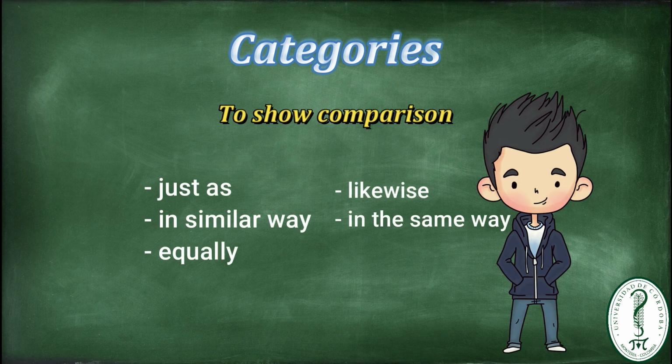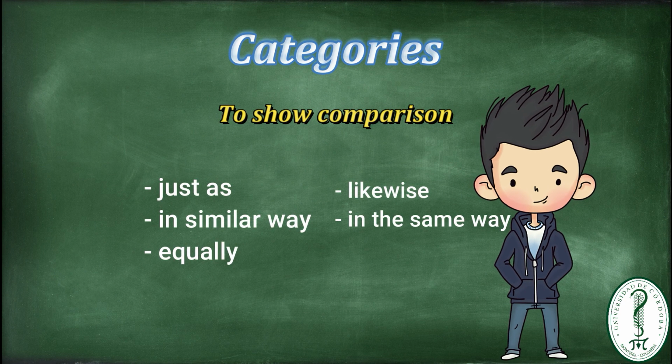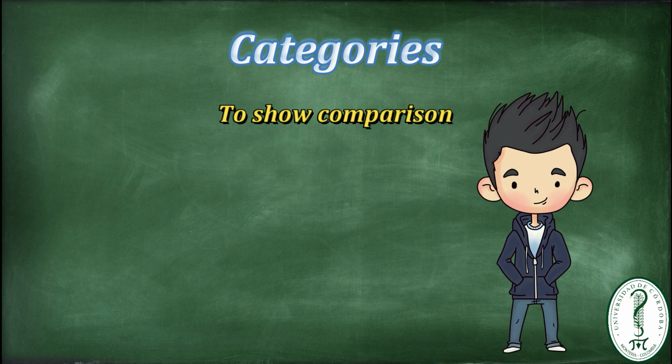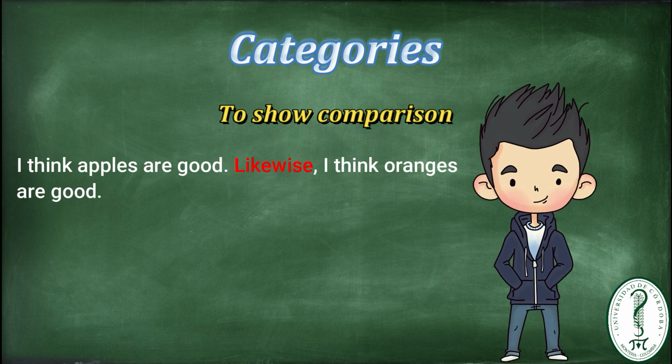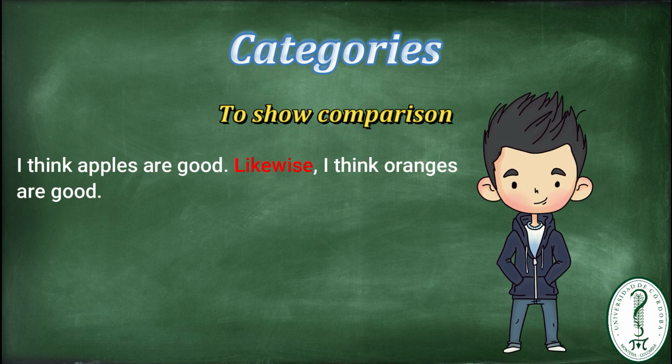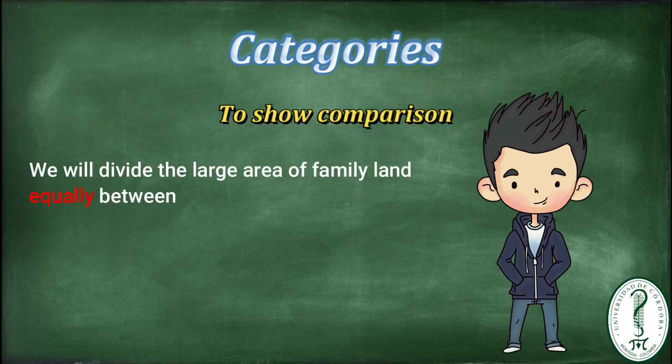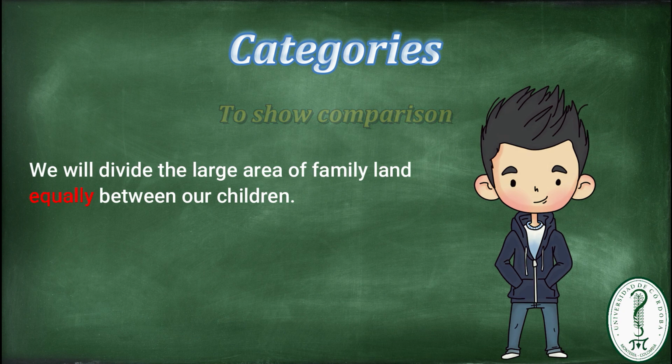Comparison. This category is used when you need to make a comparison. So, as you can see on the screen, there are some connectors that you can use. I chose two connectors to give you two examples. The first one is, I think apples are good. Likewise, I think oranges are good. We will divide the large area of family land equally between our children.